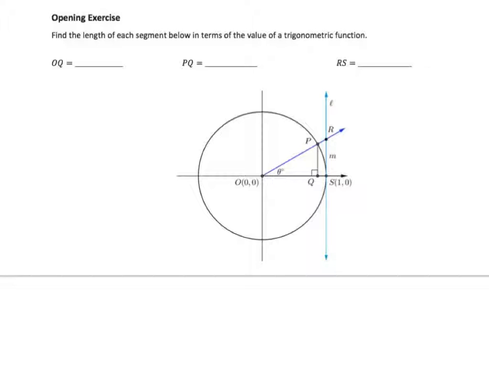This is a review of what we've done the past few lessons. I have my unit circle and a terminal ray and an initial ray. Let's try to remind ourselves, find the lengths of each segment below in terms of the value of a trigonometric function. So OQ just goes from here to here.